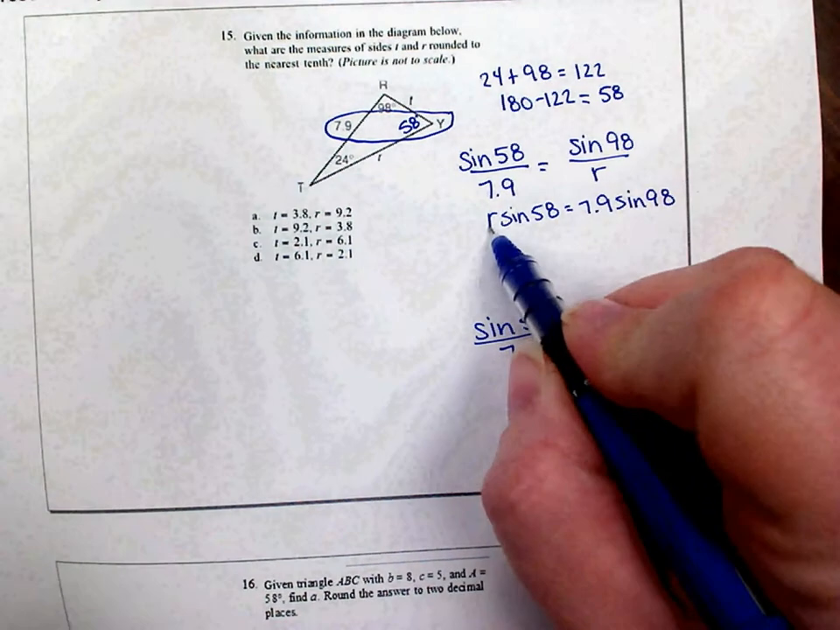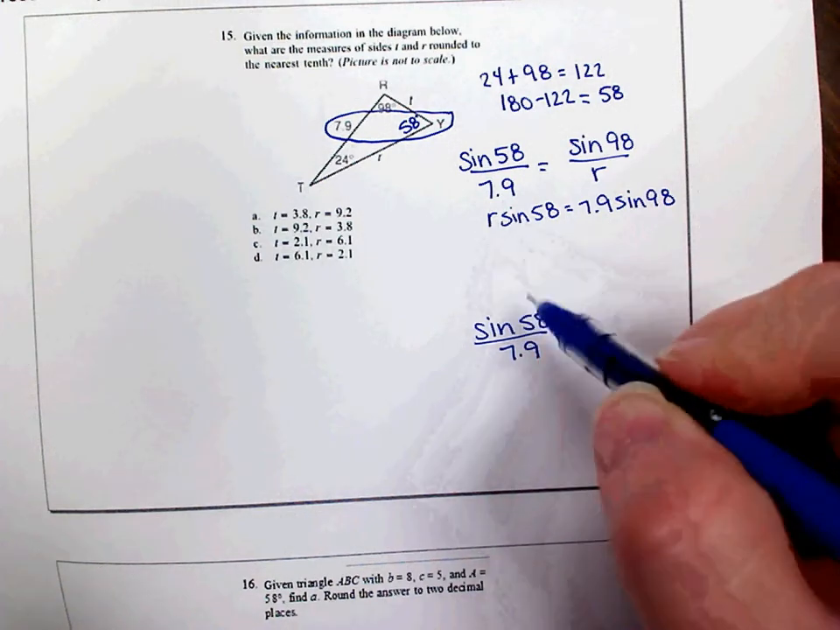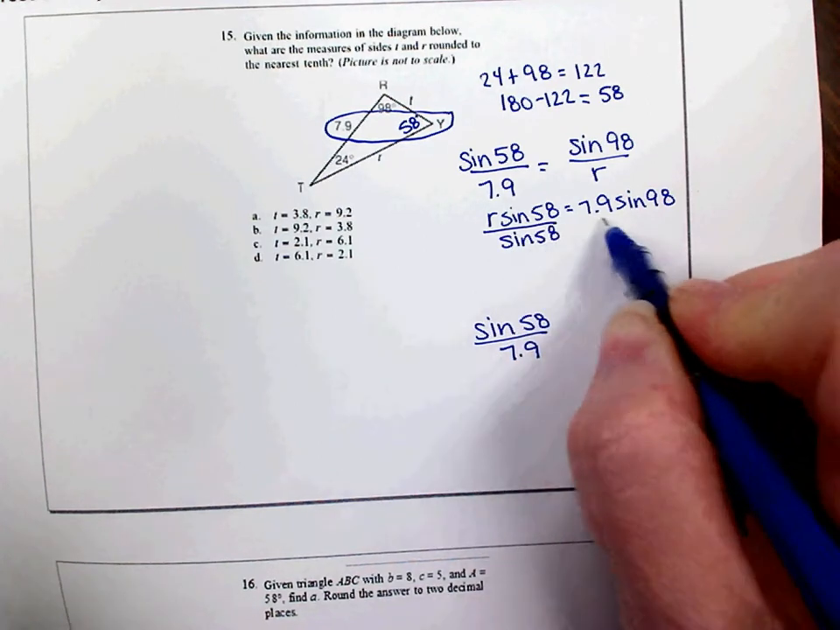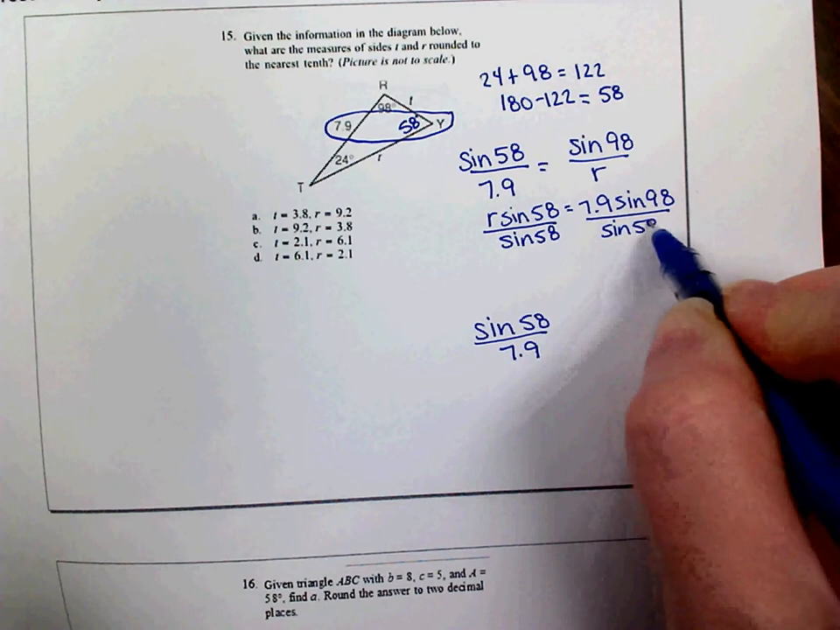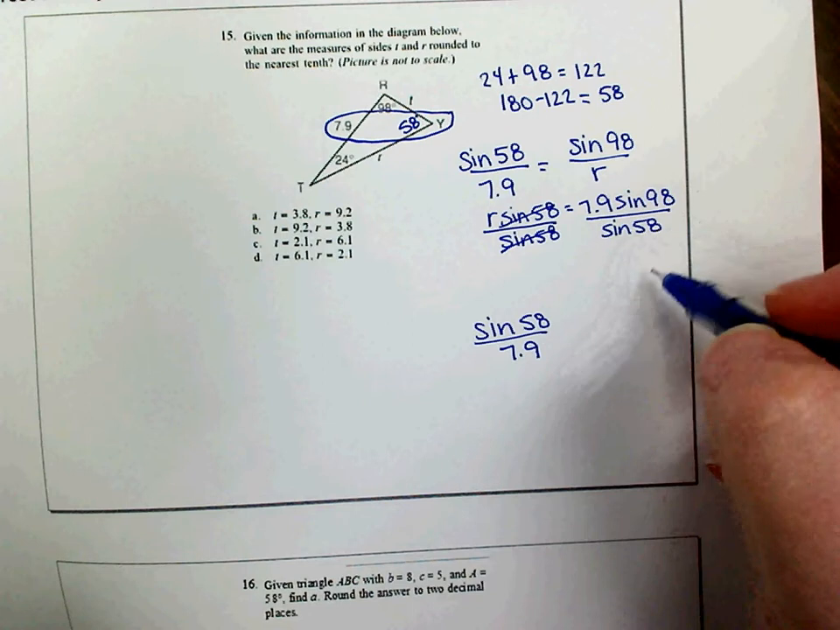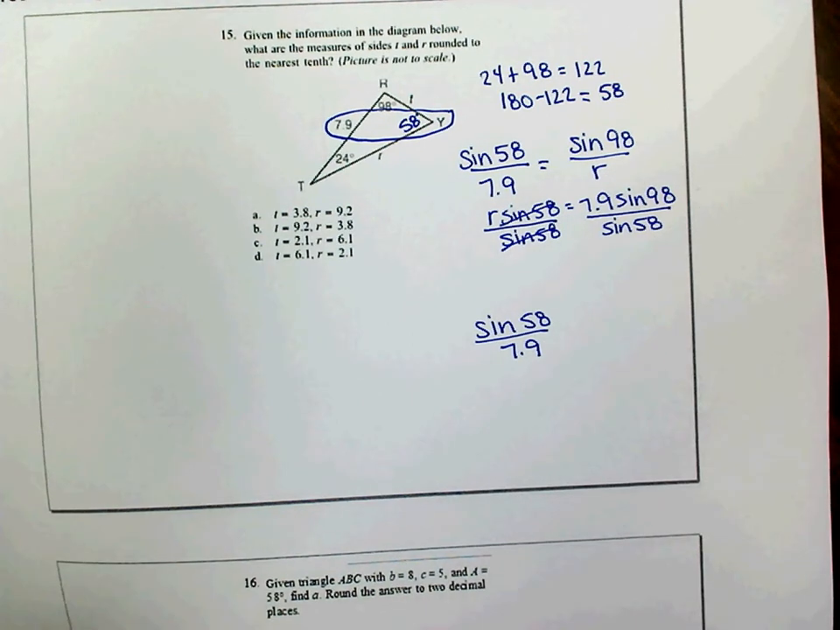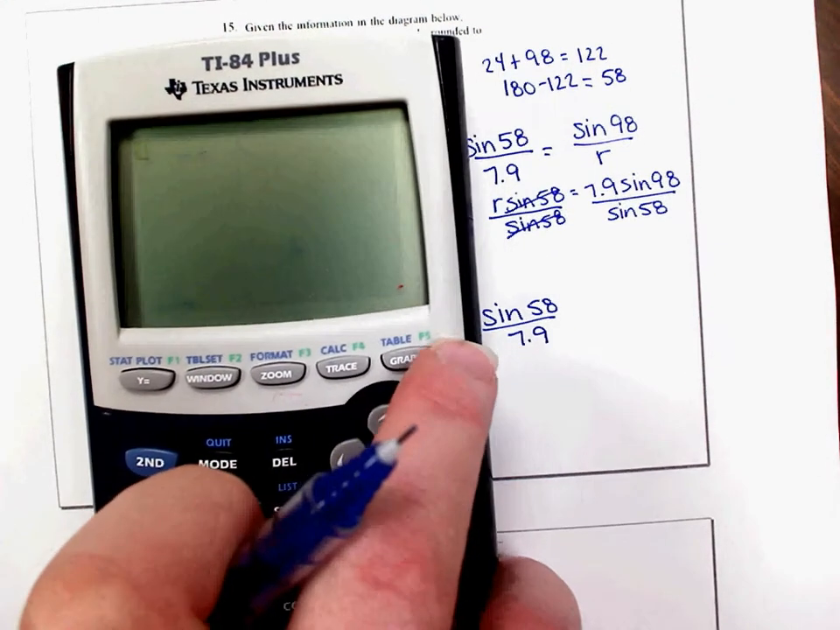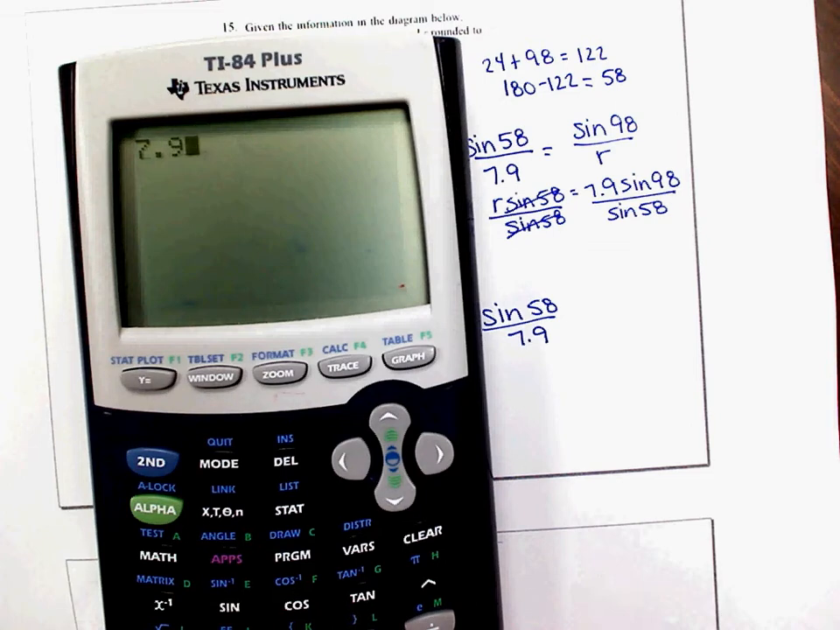So to get r by itself, all I have to do is undo the multiplication between it and the sine of 58 by dividing by the sine of 58 on both sides. So my r is equal to 7.9 sine of 98 divided by sine of 58. Make sure your calculator is in degree mode, so always check that. And so we can find our answer by putting in 7.9 sine of 98. Make sure you close the parentheses on that 98, divided by sine of 58. And the last parentheses isn't that necessary, but it's nice to close it off anyway.